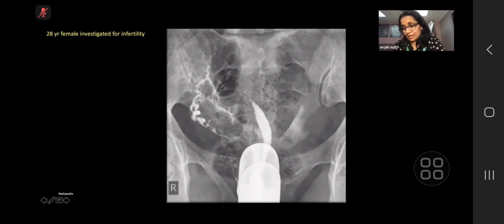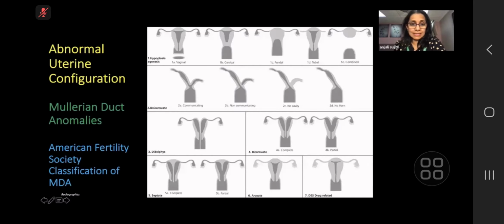Okay, good. So we'll come back to the same slide again. So first, let's have a discussion on this slide. So that takes us to Mullerian duct anomalies. So these Mullerian ducts are paired embryologic structures which undergo fusion and resorption and give rise to uterus, fallopian tubes, cervix, and the upper 2/3 of vagina.